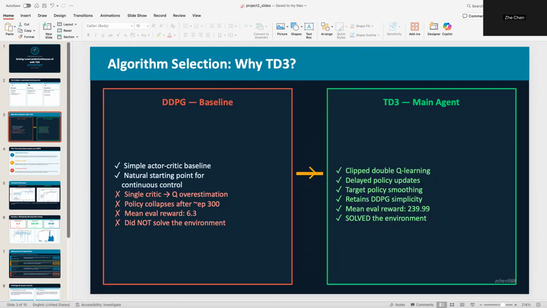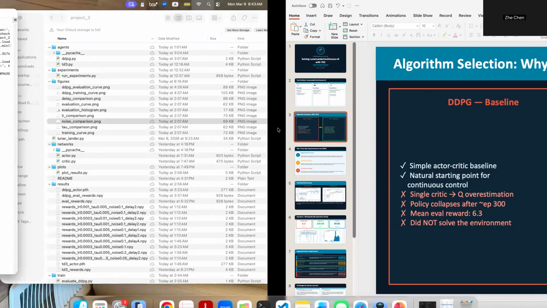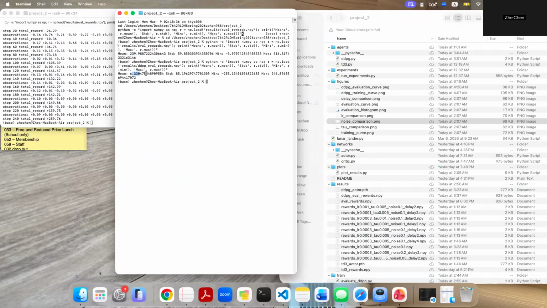I first implemented DDPG, which is a standard actor-critic algorithm for continuous action spaces. It was a natural baseline choice, because TD3 is actually an improvement of DDPG. However, DDPG showed strong instability during training. The reward increased at first, but then collapsed around episode 300 and never recovered. The final evaluation reward was only 6.3, which is far below the threshold. Because of this instability, I switched to TD3.